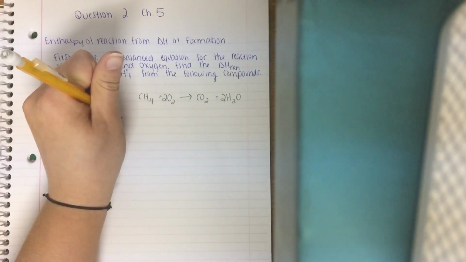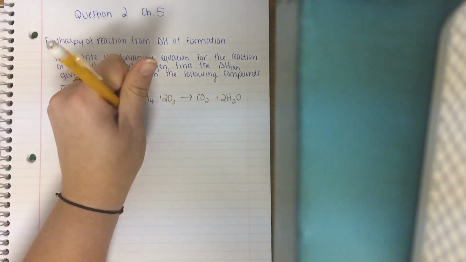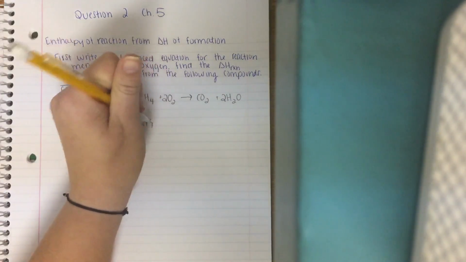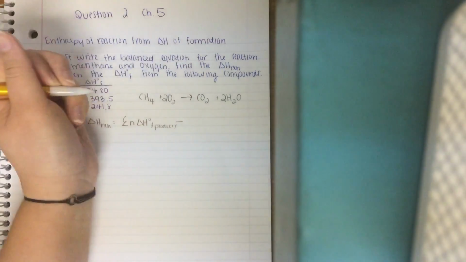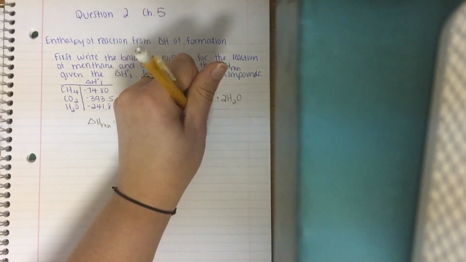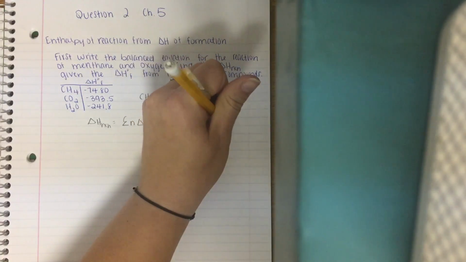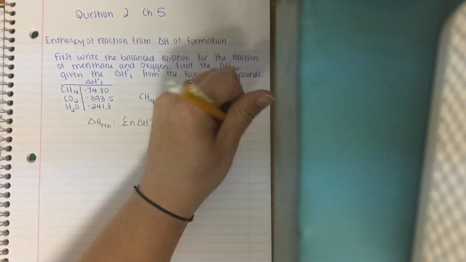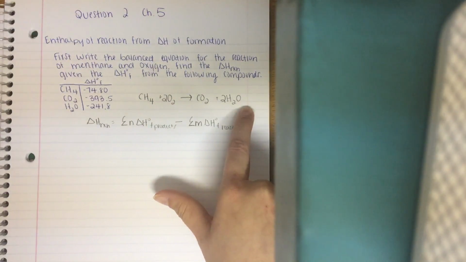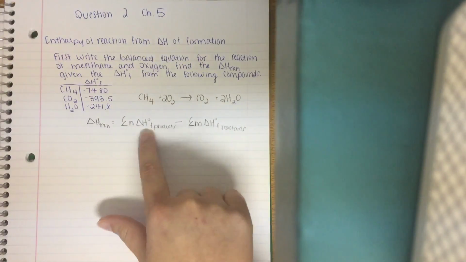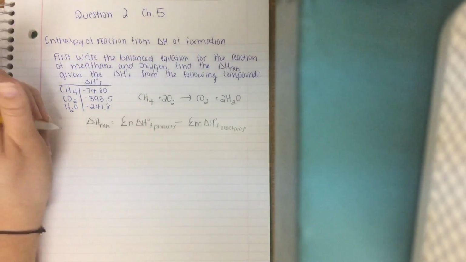So how you find out is you get the sum of the coefficients of the standard enthalpies of formation of the products minus the sum of the coefficients of the standard enthalpies of formation of the reactants. So this is a pretty simple equation. So now that we have our balanced equation, we can get the coefficients, and we are also given their enthalpies of formation. So we will write this out.